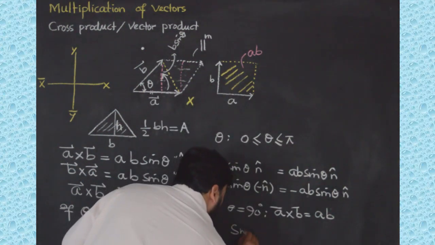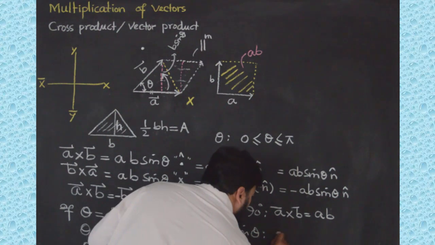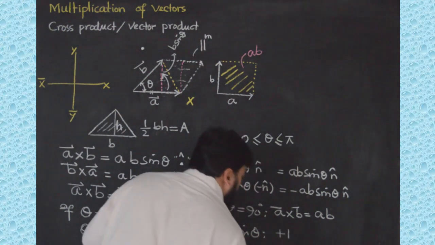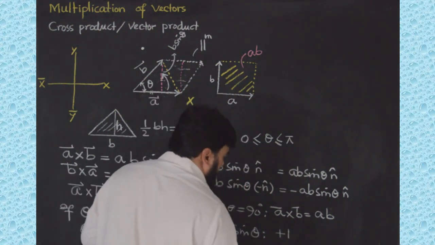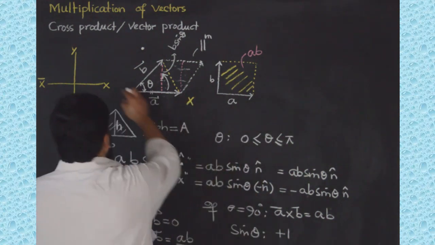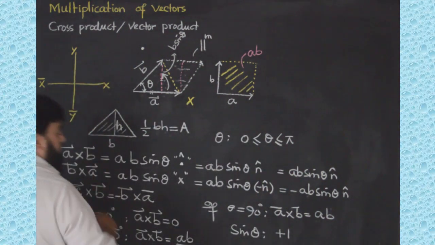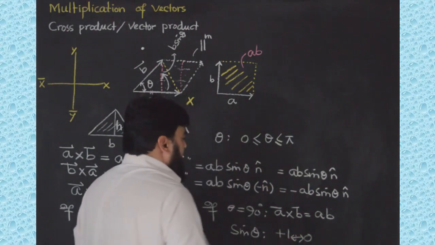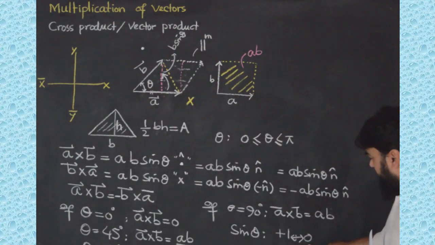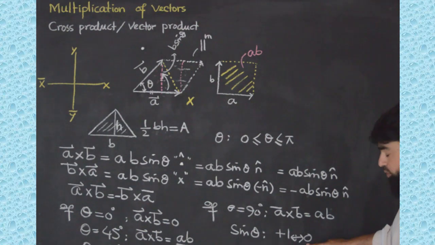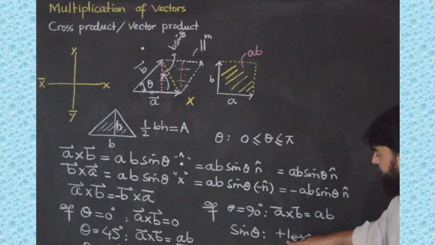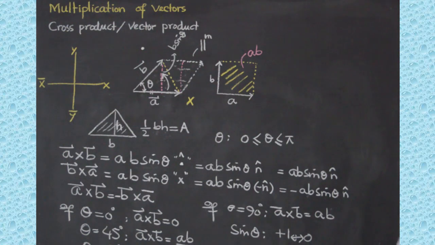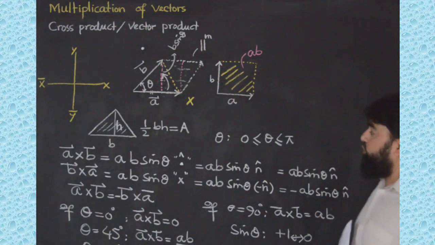This is because we know that sine of theta is varying between +1 and -1. So for this quadrant, when I consider this quadrant, then it is varying from 0 to 1. So when vectors are parallel to each other, I will have no swept area, and when vectors are exactly perpendicular to each other, then I will have the maximum swept area, this one.